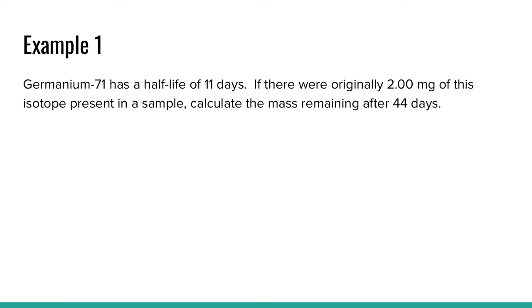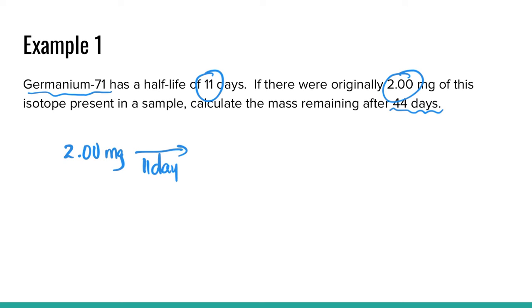Okay, so let's start off with a pretty easy example. We've got germanium-71. It has a half-life of 11 days. If there was originally 2 milligrams of this isotope, we want to find out the mass remaining after 44 days. We don't need to use any fancy equations for this. We can literally just reason it out. If we have 2 milligrams to start and we undergo one half-life of 11 days, then by our definition of half-life we would have half the amount, so 1 milligram.